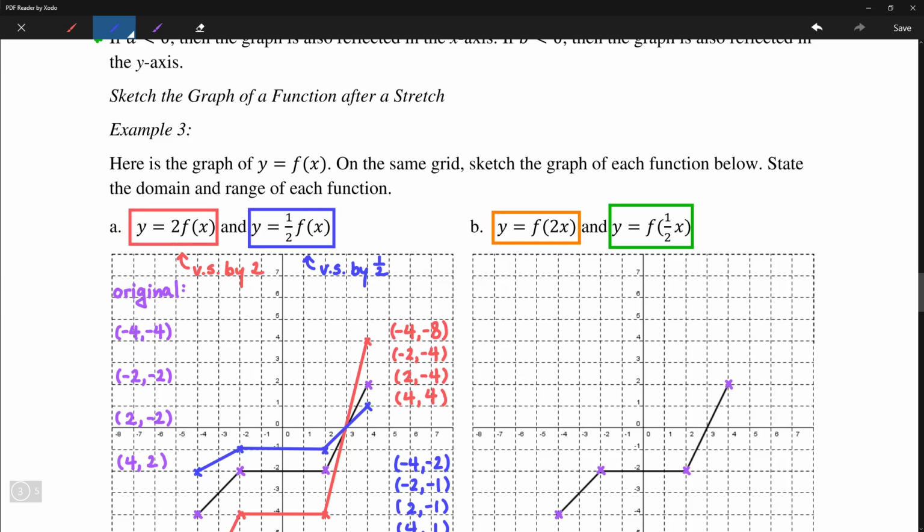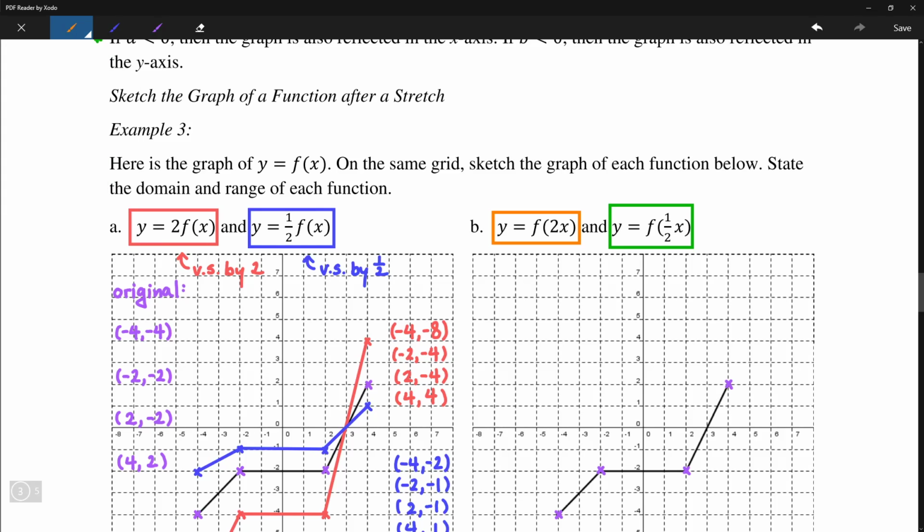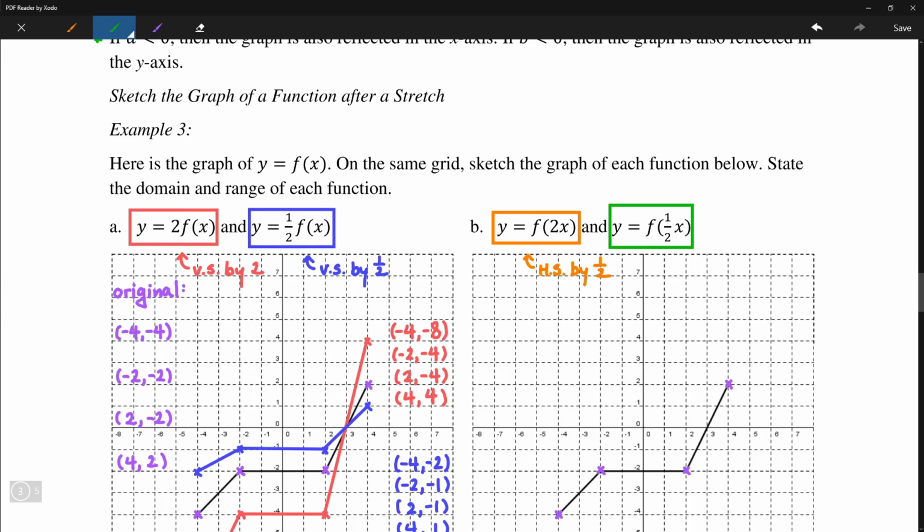Okay, so if we're not careful, it will look like y equals f of 2x will be a horizontal stretch by 2, but it's not. It's actually the reverse. It's actually a horizontal stretch by 1/2. And y equals f of 1/2 x, that is the horizontal stretch by 2.